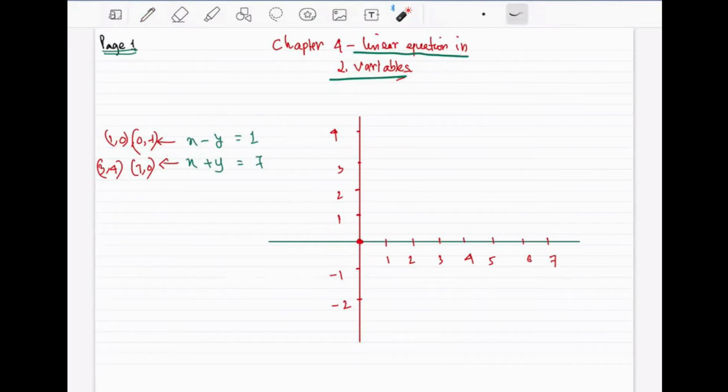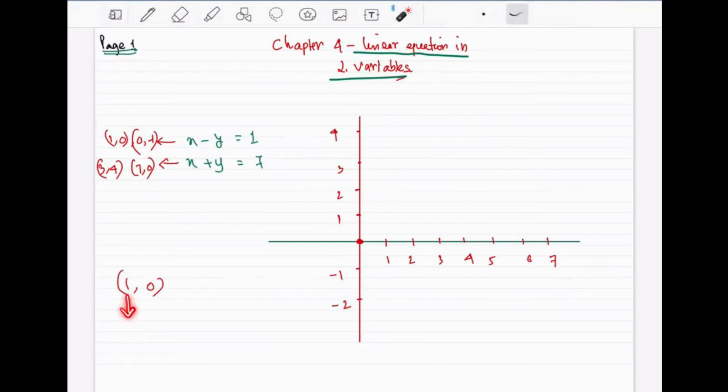If I want to draw the graph of x minus y is equal to 1, we have got the 2 points, (1, 0) and (0, minus 1). We have already seen how we have obtained these 2 points, right? So (1, 0). Okay, when you mark the points on the graph paper, what you have to understand is, for (1, 0), do like this.